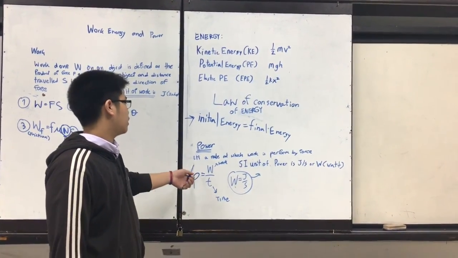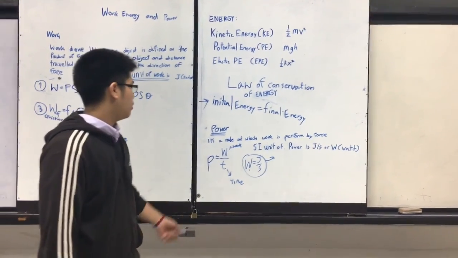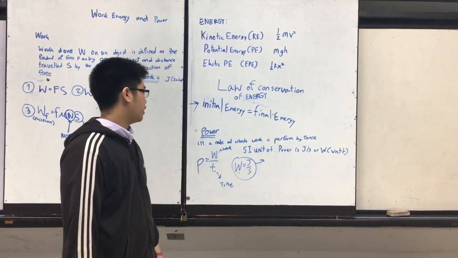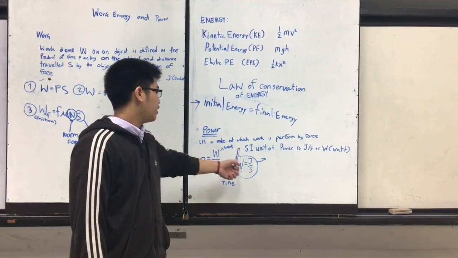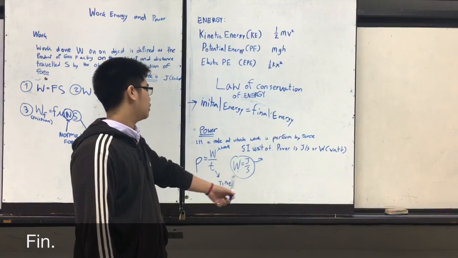The last one, power, is the rate at which work is performed by a force. P equals W over T. So the unit of power is joule per second, or watt.